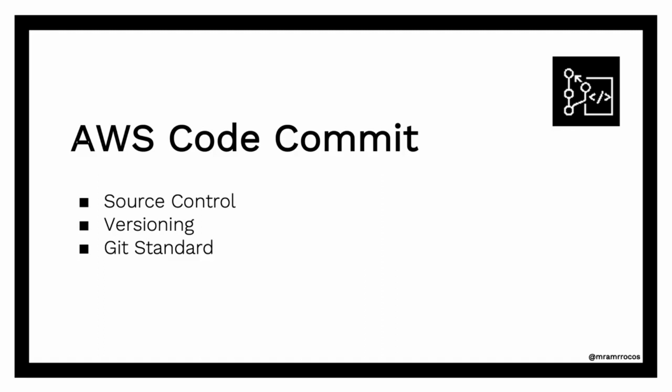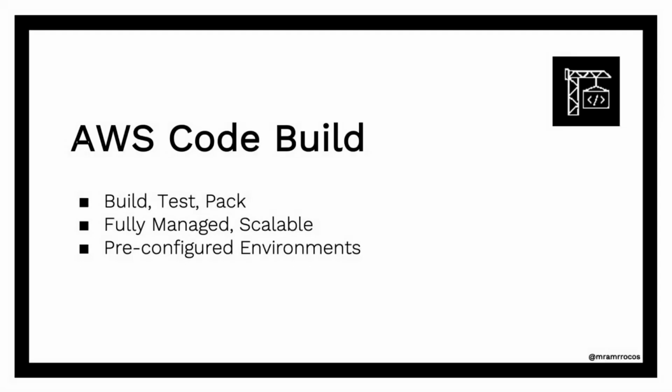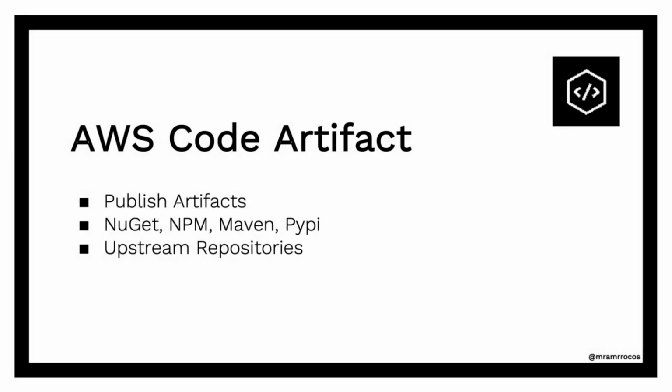Code Build is where you build, test, and pack your code. Code Build servers are fully managed, scalable, and offer out-of-the-box pre-configured environments for the most popular languages. Code Artifact allows you to create your own artifact manager where you can publish your created artifacts, such as a C# library or a JavaScript package. You can also use upstream repositories, such as NuGet and NPM, to control external package usage.